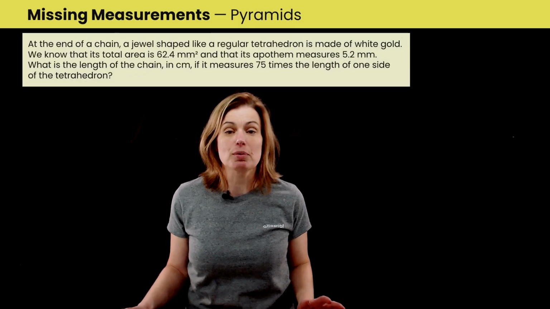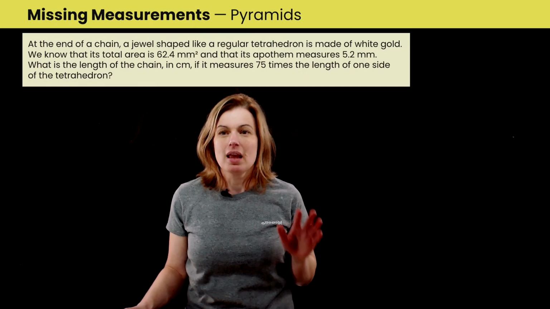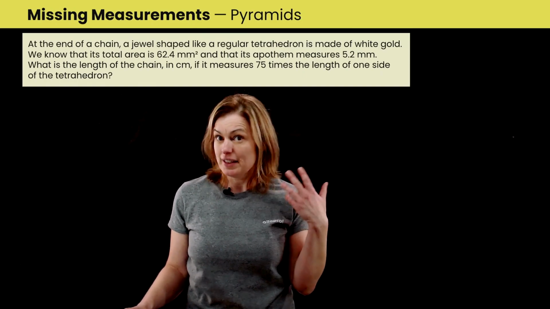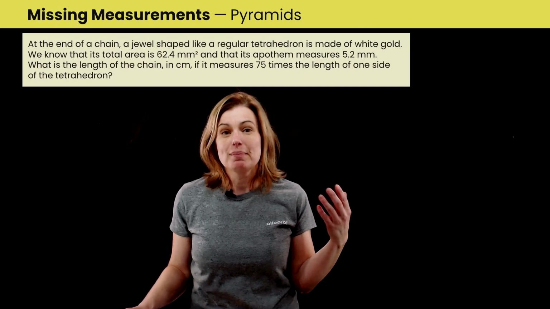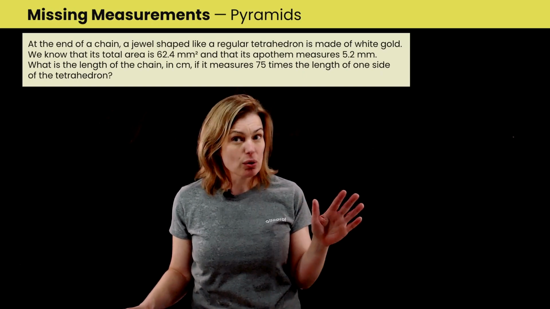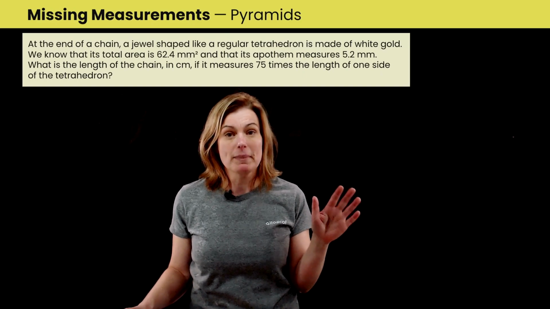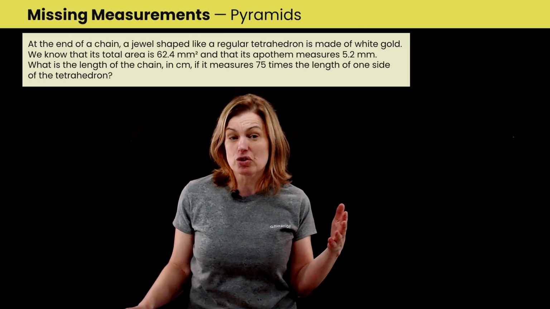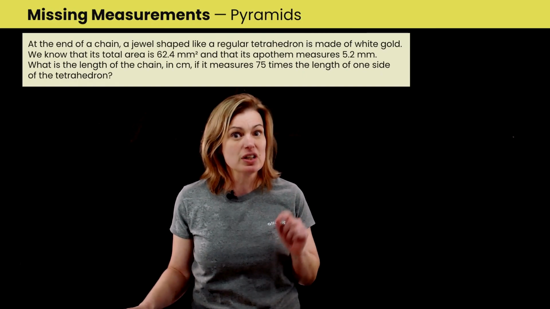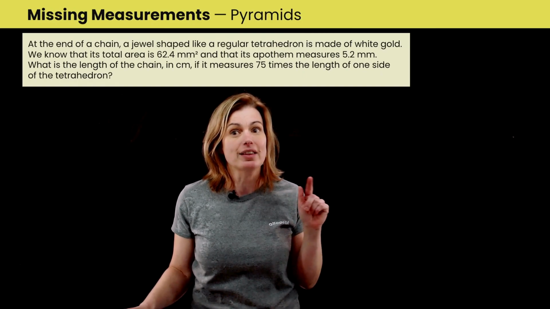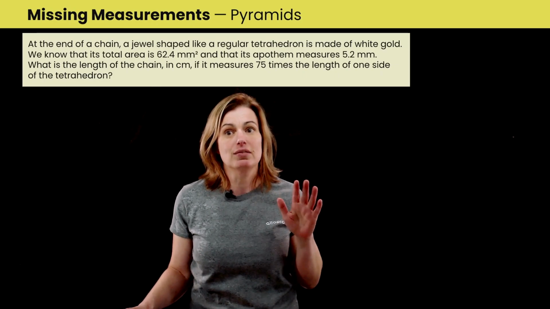So for our third example, we're going to be looking at a pyramid. In this situation, we've got, at the end of a chain, a jewel shaped like a regular tetrahedron and made of white gold. We know that its total area is 62.4 millimeters squared, and its apothem measures 5.2 millimeters. What is the length of the chain in centimeters if it measures 75 times the length of one of the sides of the tetrahedron?